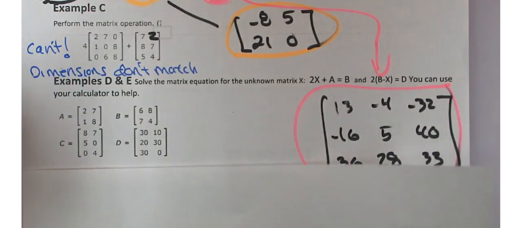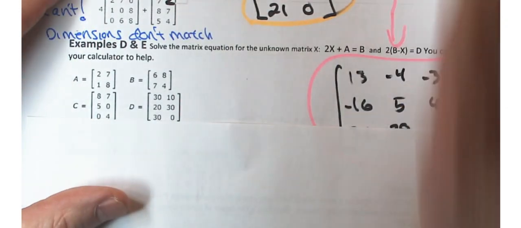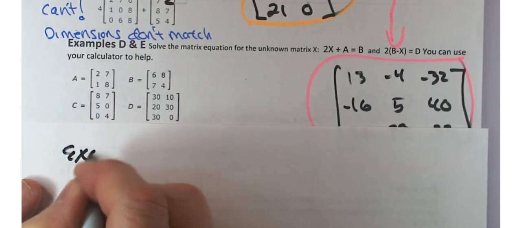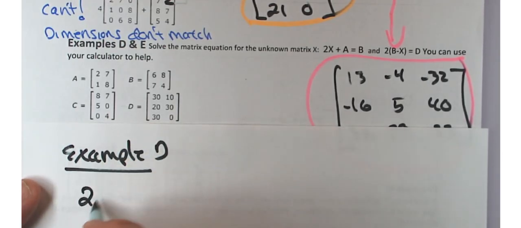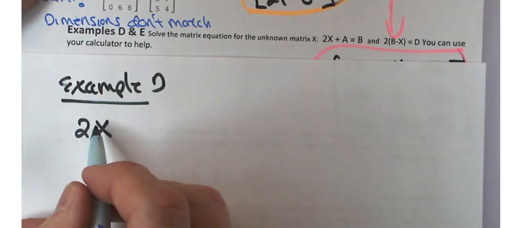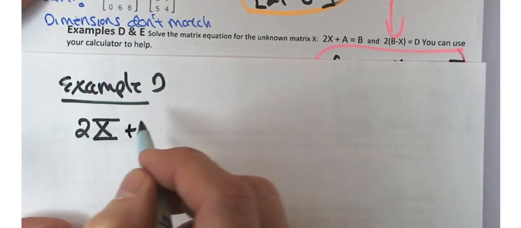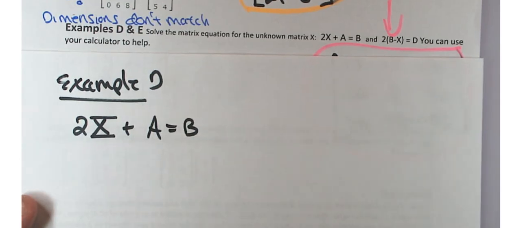I'm going to kick this over to a new sheet of paper here. So we've got example D here, 2x. And to make this seem less like a variable and more like a matrix, I'm going to write it like this. I'm going to write like the Roman numeral 10. Okay.